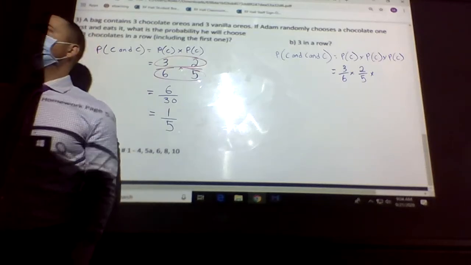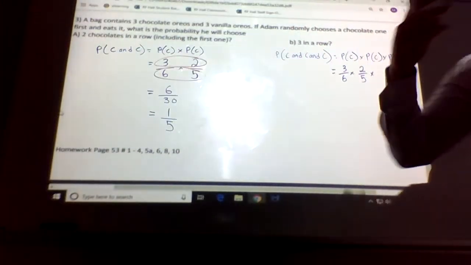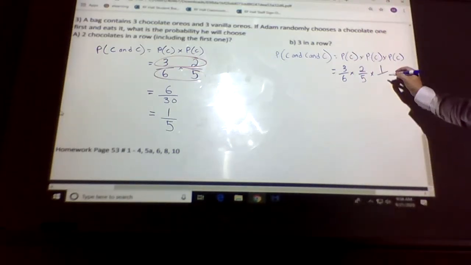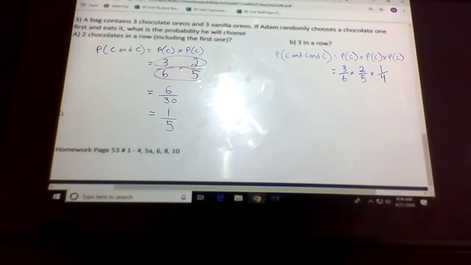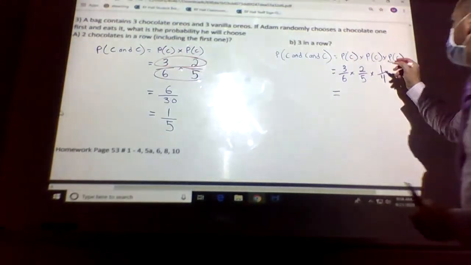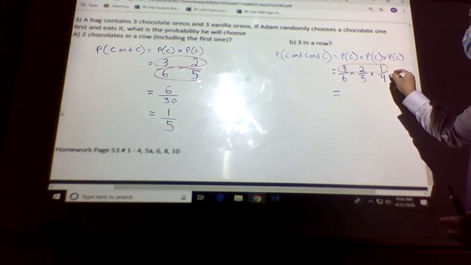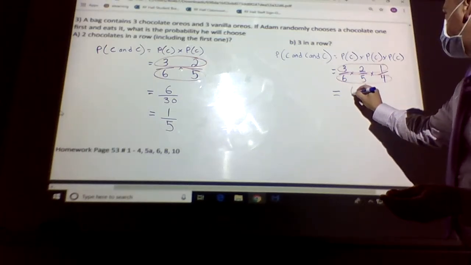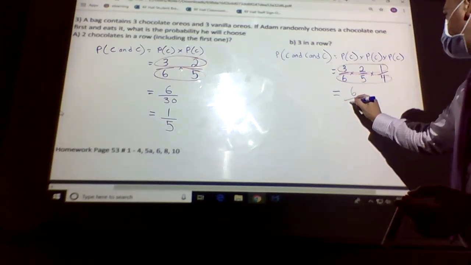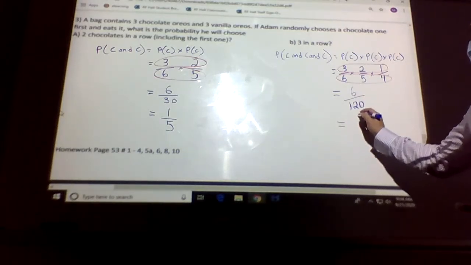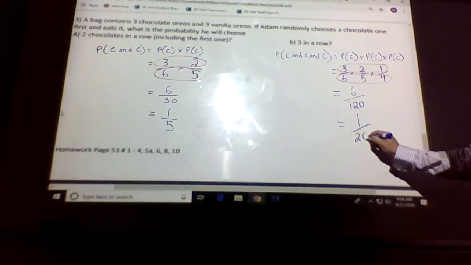How many chocolates remain after I ate 2? Sabrina? 1. Okay, and I ate 2 cookies, so what are my totals now? 4. So 1 out of 4. Again, multiply all the numerators together and all the denominators. So we get 6 out of 30 times 4, 120. And when you reduce it, 1 over 20.